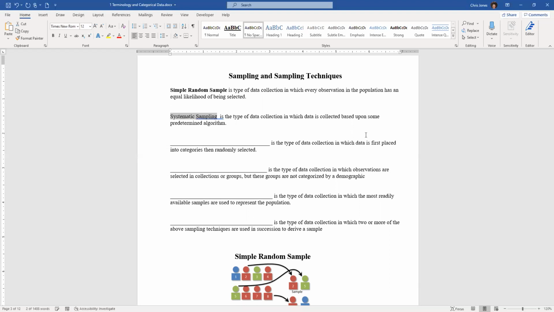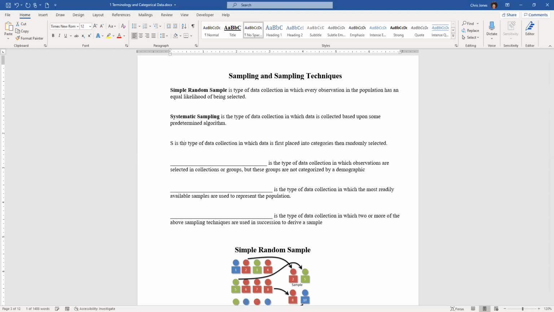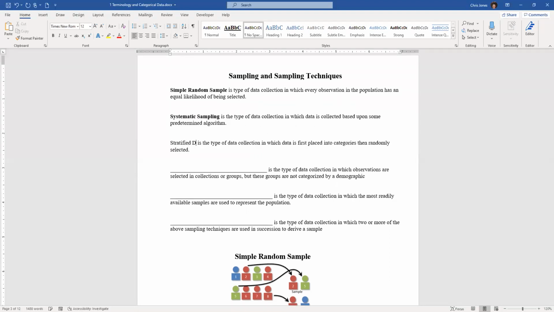So systematic, obviously, that word essentially means that you have some sort of system or algorithm. Systematic sampling just says I'm going to pick every third person, or if a person's last name begins with I, or something of that nature, we have a system of selecting observations. What if we put the observations into categories or classes first, and then maybe we pick 2 or 4 from each of those different categories, all right? That's called stratified sampling.